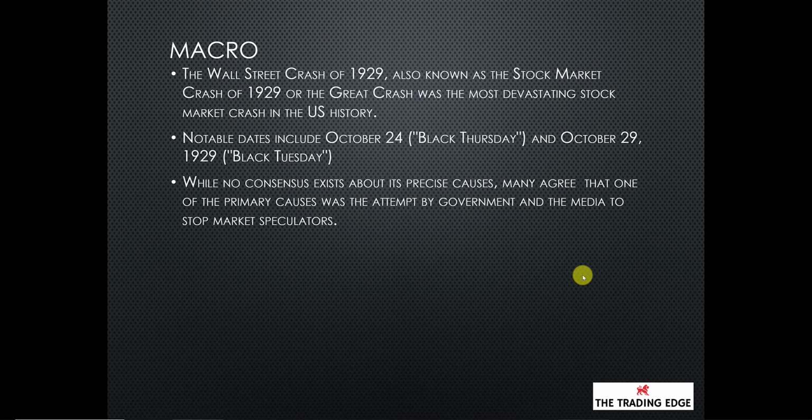While no consensus exists on the precise causes, many agree that one of the primary causes was that government attempted to actually slow down the market gains, along with media, to slow down the speculation. And you see this across time in history. Governments are in a very precarious position when it comes to dealing with market bubbles. As much as people like to throw Greenspan under the bus for letting a couple of bubbles happen under his watch, the question is, what was he supposed to do about it?